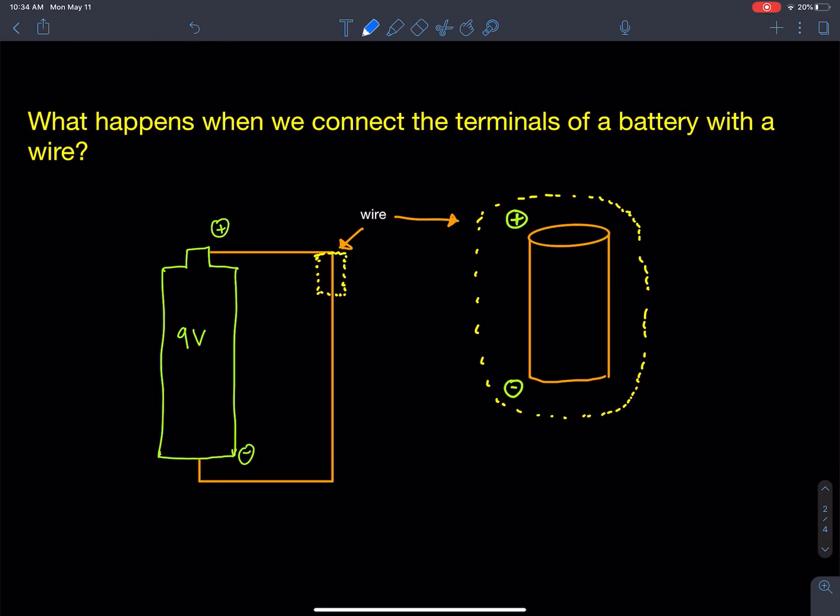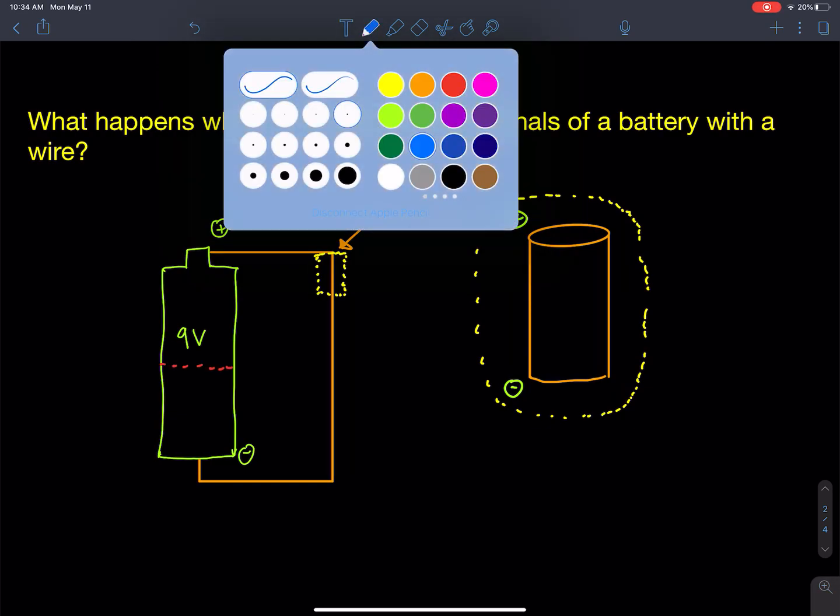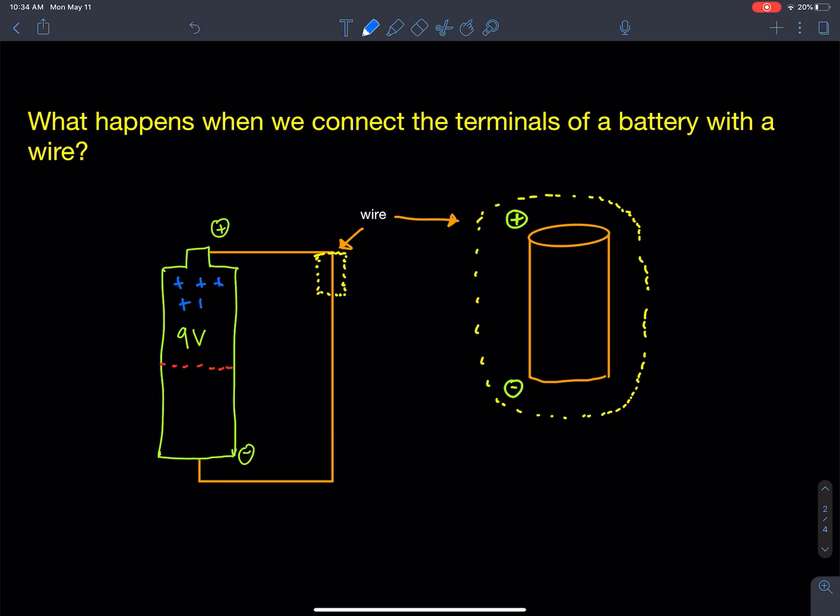Okay, so I want to draw this little membrane in here again, and draw these little positive charges in here again. All right, and we'll draw these negative charges on the other side. Okay, if I connect a wire, which is a conductor, to that battery, the wire will immediately sense the electric field stored in the battery.